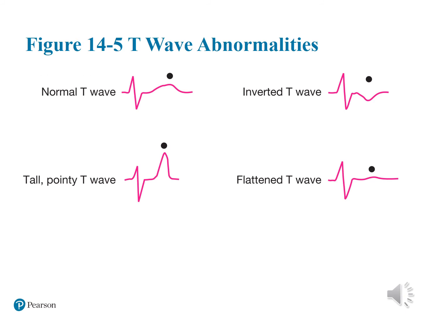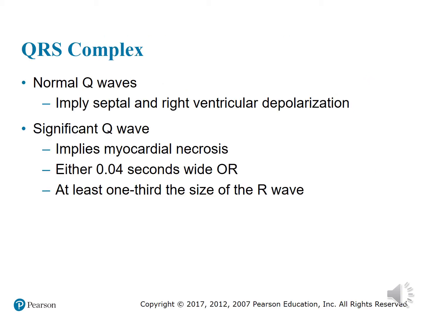Okay, so 14.5, the abnormal T waves. You see the normal T wave, the tall pointed T wave, the inverted T wave, and the flattened T wave. All right, QRS complex. See what the normal Q waves look like. See what the significant Q waves look like. They're either going to be 0.04 seconds wide, or at least 1/3 the size of the R wave.